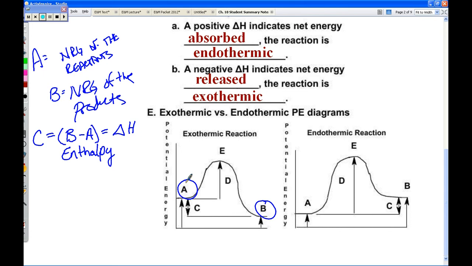Now notice over here, if you start higher and go lower, this is going to be a negative number, and you're going to release some energy. If you start low and go high, it's a positive number, and that means energy had to be put into the system in order to make that happen. That make sense? So this would be endothermic. Okay, so that's C.